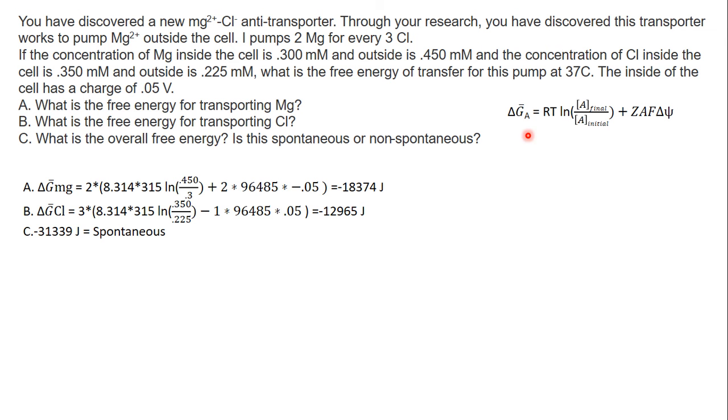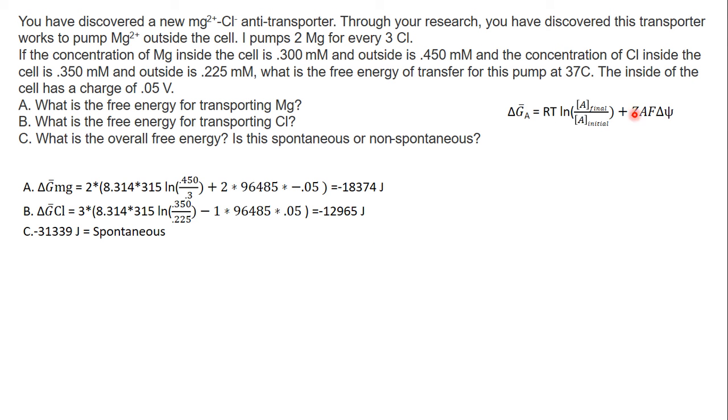All right, so let's see how we do this for magnesium. First off, I'm going to multiply this whole equation by 2 because we are pumping 2 magnesiums. So gas constant 8.314 times the temperature in Kelvin, which is 315, times the natural log of 0.450. I'm pumping magnesium outside the cell. Outside, my concentration is 0.450, so final is 0.450, divided by initial, which is 0.3, that's where I started out from. So that's my first term, plus Z.